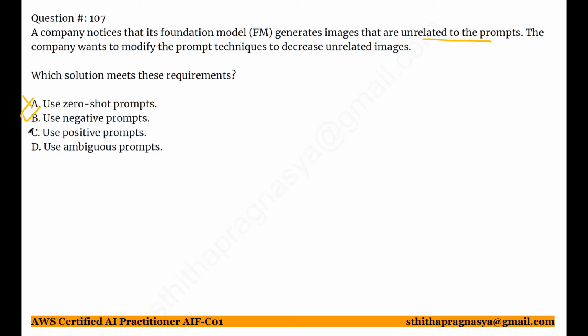If negative prompts is correct, positive prompts is incorrect. This provides detailed instructions about what should appear in the generated image.